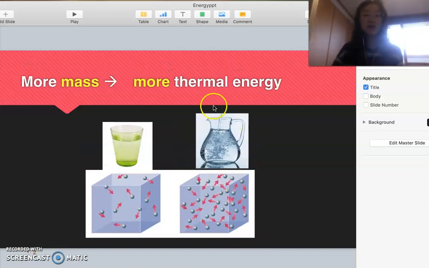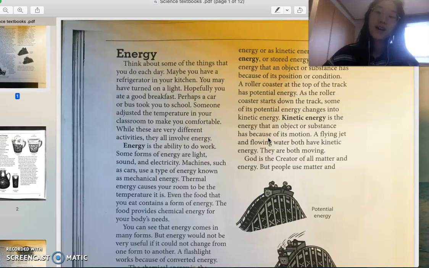And more mass. This beaker has a lot more water than this cup. So as you can see, the particles, there's more action. There's more motion. So more mass, hotter temperature, more thermal energy. Got it? Okay, now let's read the textbook.